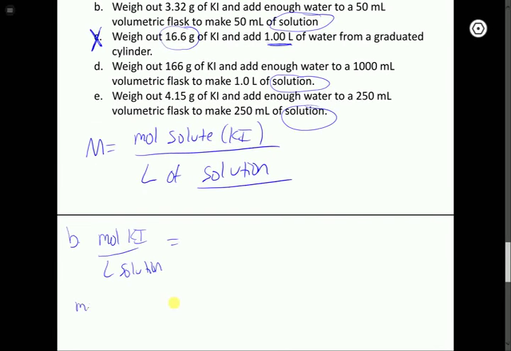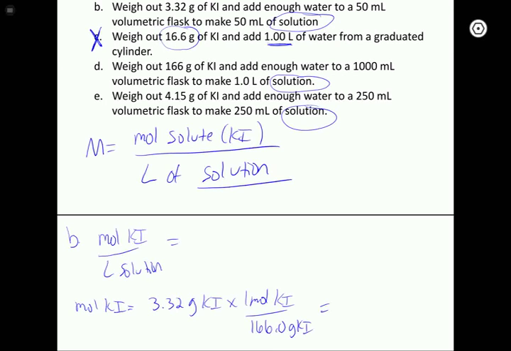So the moles of KI are going to be, we have 3.32 grams. So for all of these, we're going to convert grams to moles by just dividing by the molar mass that we're given, which is 166. So choice B, we've worked this out. This is 0.02 moles exactly.